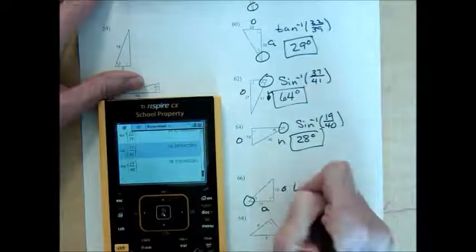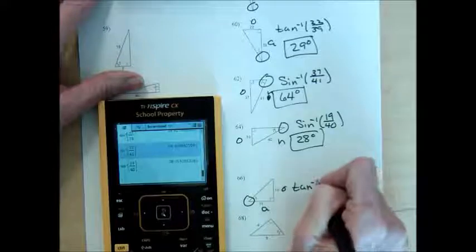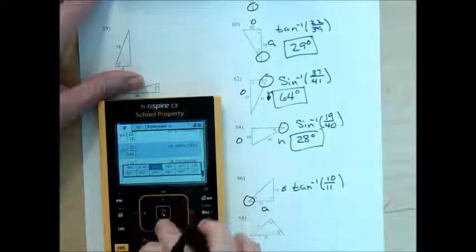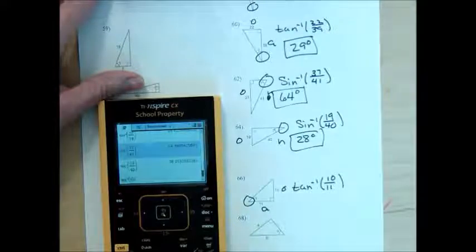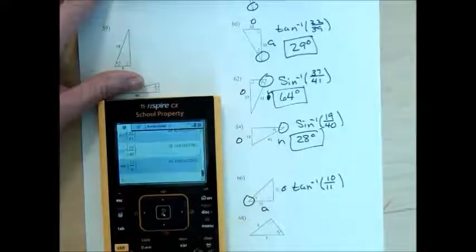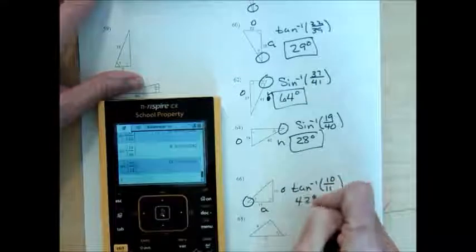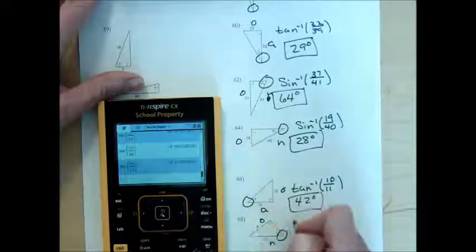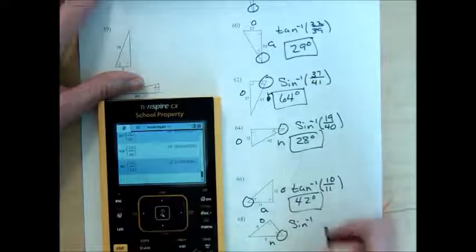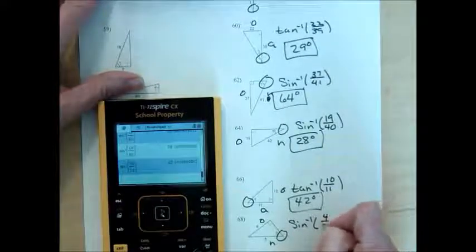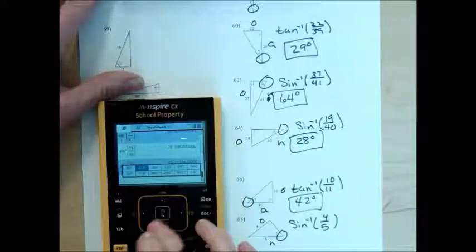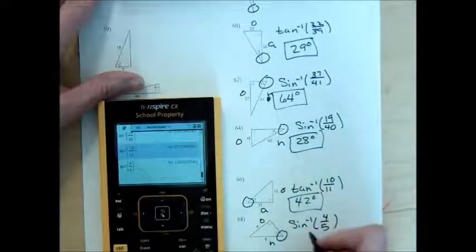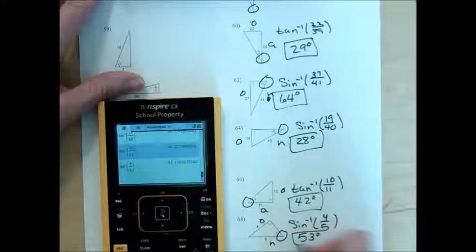Opposite and adjacent. Opposite and adjacent are tangent, so tangent inverse. Opposite over adjacent is 10 over 11. 42 degrees. Opposite and hypotenuse are sine, so sine inverse of 4 over 5. That's 53 degrees.